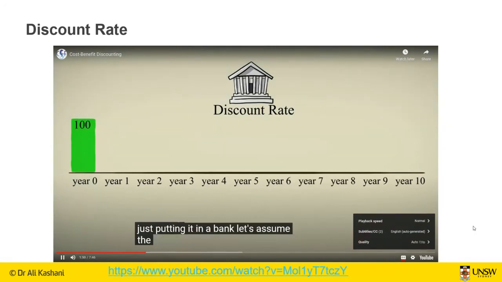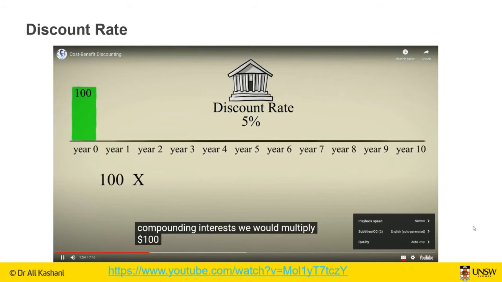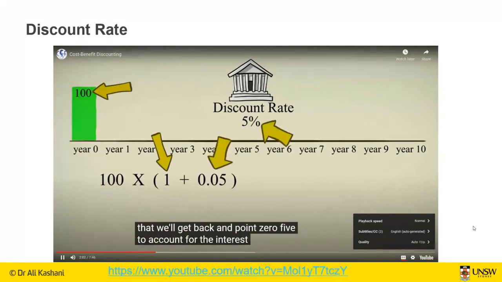Let's assume the money grows by 5% a year with compounding interest. We would multiply $100 by 1.05 to grow it by 5%. 1 to account for the money we already had that we'll get back, and 0.05 to account for the interest we'll earn. Okay?